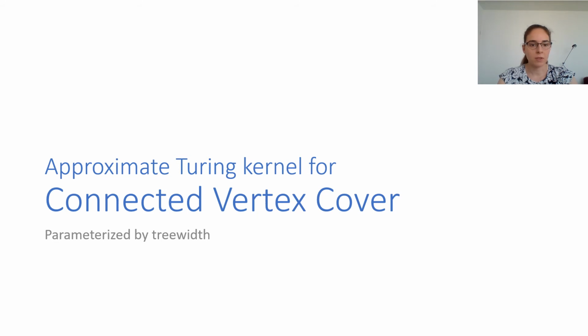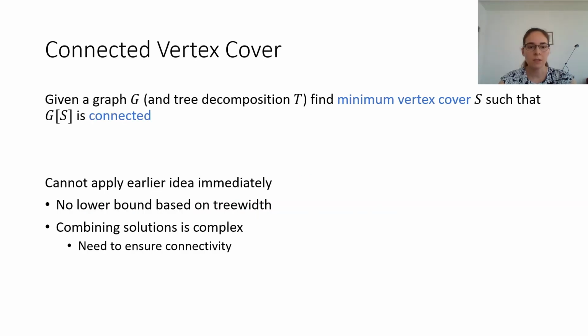So now I want to look at the approximate Turing kernel for connected vertex cover, and here we actually do not have this property and we need to do a little extra work. The connected vertex cover problem is: given a graph G, you're asked to find a minimum vertex cover in the graph, such that furthermore the graph induced by this vertex cover is connected.